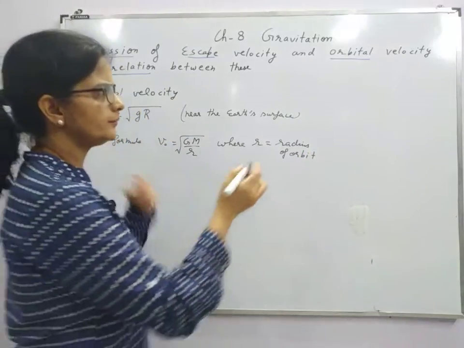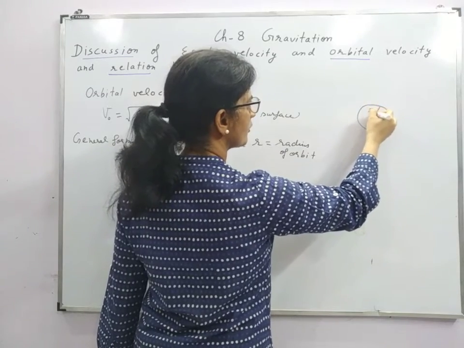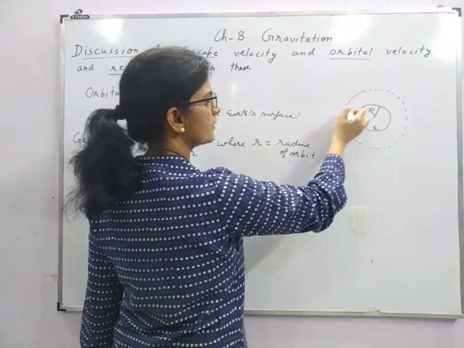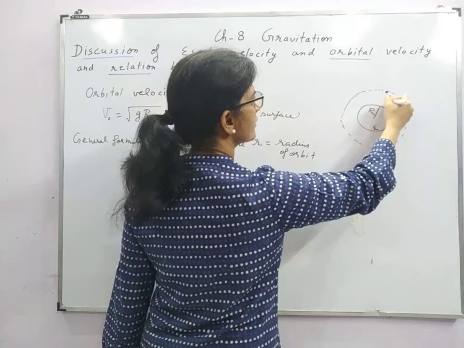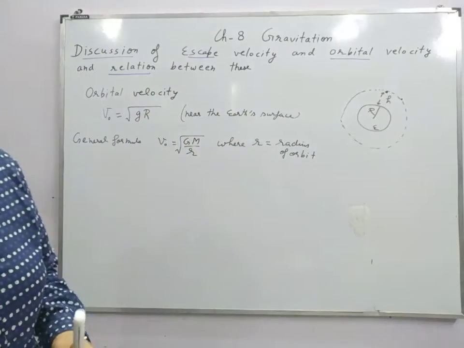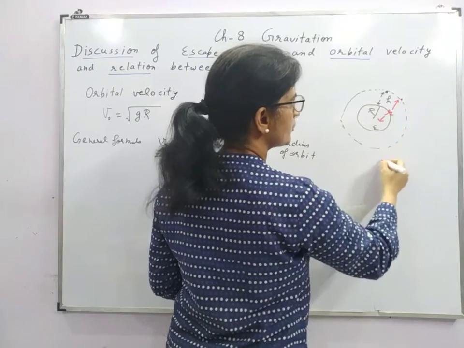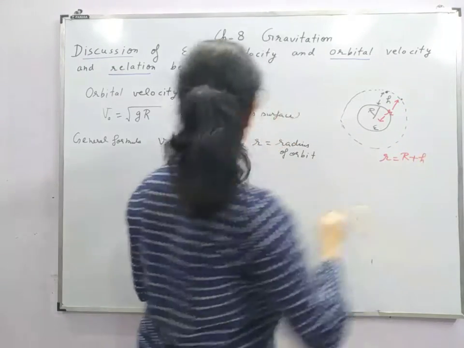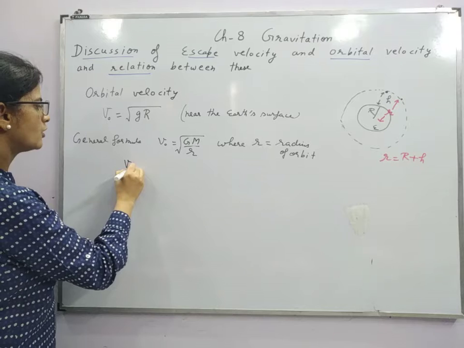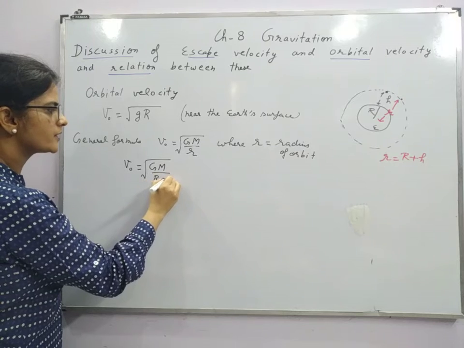And if you remember the formula and its diagram, this was the radius of the Earth if we are talking about Earth, and if we are talking about the satellite moving like this and its height is h, then obviously the radius of the orbit is small r, and small r is R plus h. So this way V naught is equal to under root of GM upon R plus h.